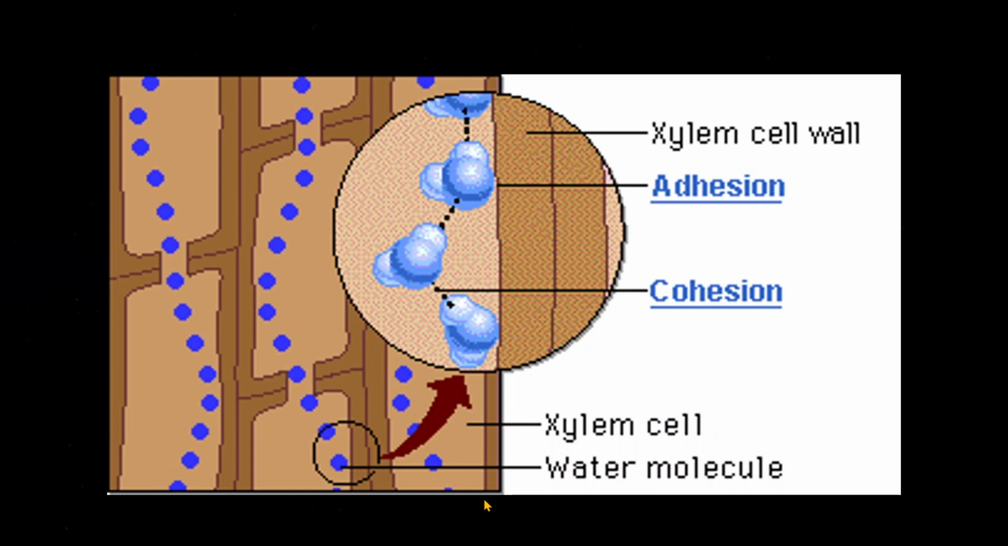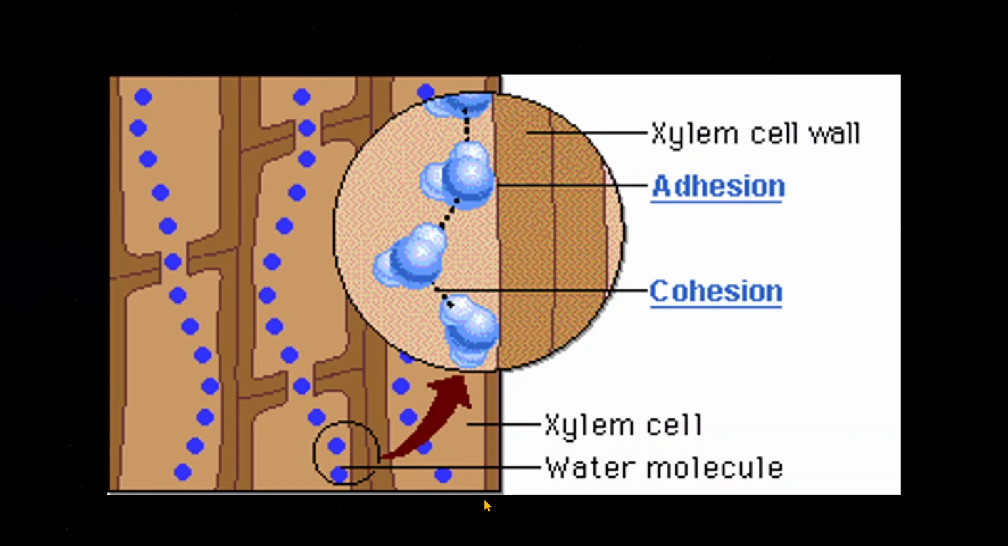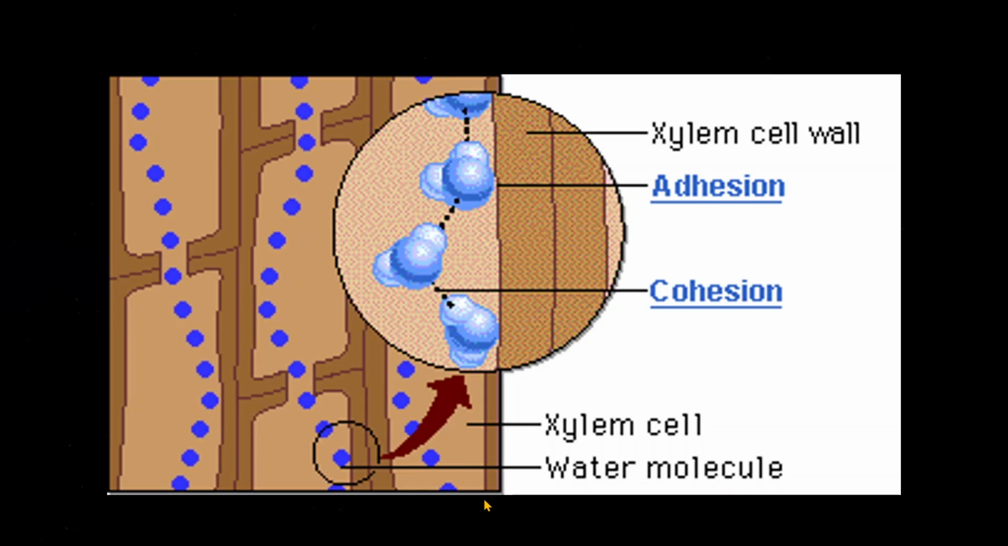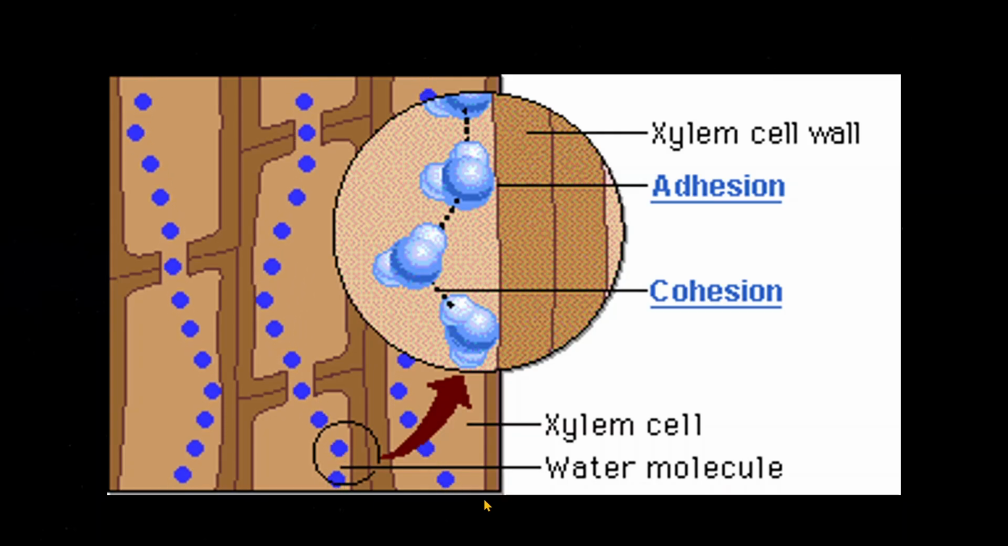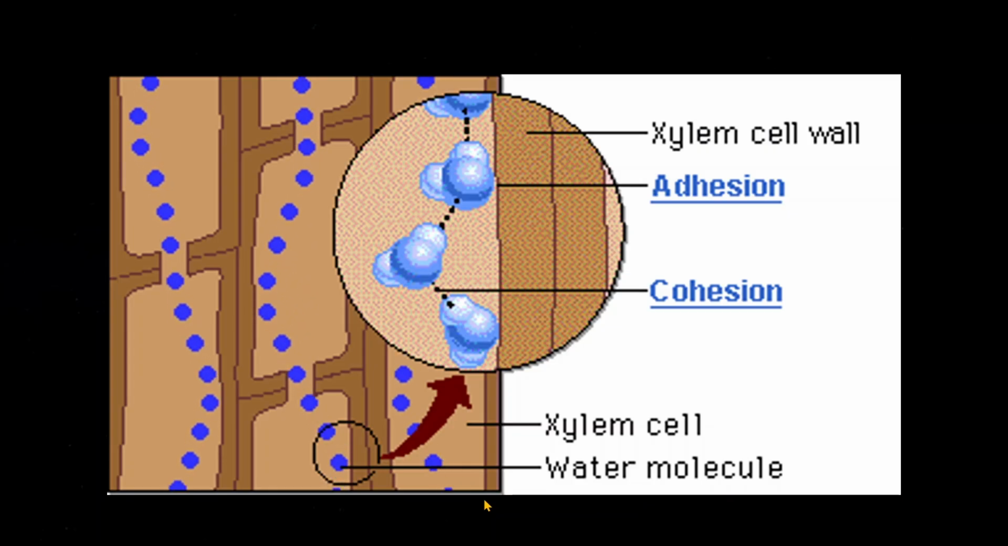This is a simple illustration of capillary action inside the xylem vessels. Cohesion helps the attraction between the same water molecules, and adhesion helps the water molecules stick to the walls of the xylem.